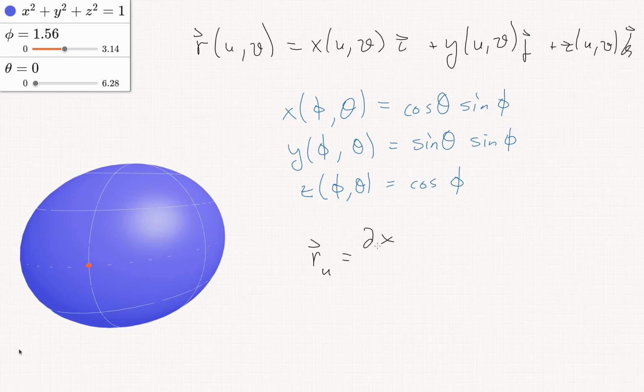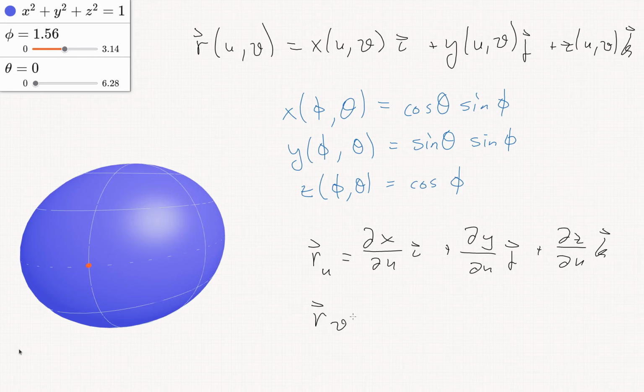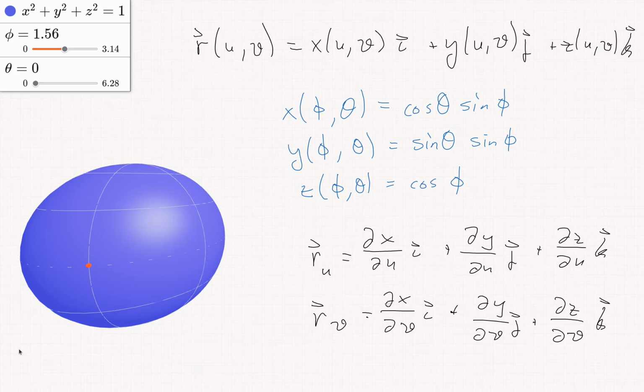So in general, when we have such a parameterization, we can consider the partials of R. R sub u is del x by del u i plus del y by del u j plus del z by del u k. And R sub v is del x by del v i plus del y by del v j plus del z by del v k. The meaning of these is that at any point, these will be tangent to the surface S.